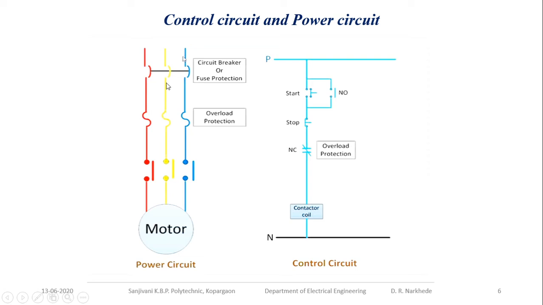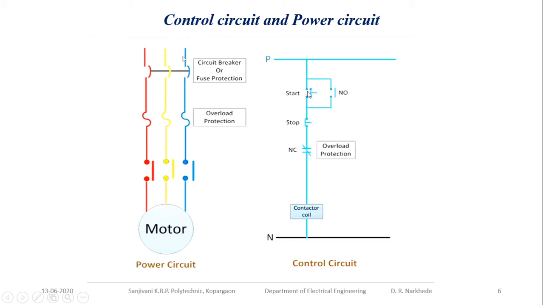Now this is your power circuit in which the voltage level is high, but if a person directly operates this power circuit, then there may be chances of injury or electric shock. So to protect, we are going to operate this system with the help of reduced voltage. For that purpose, you are going to use the control circuit. So this is the typical control circuit for DOL starter.